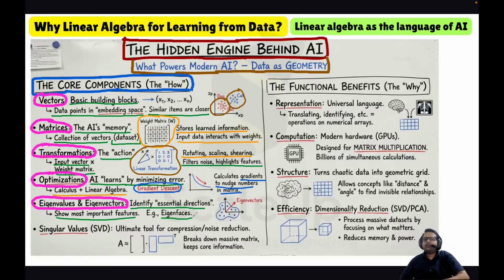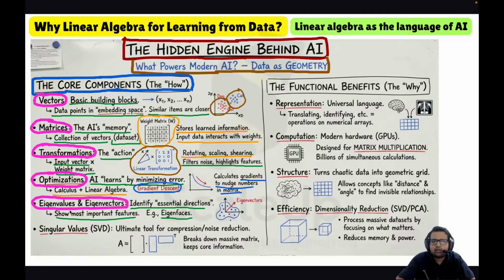So eigenvalues and eigenvectors are very powerful components of linear algebra. They identify essential directions and show the most important features to consider. In a face, we can have so many features, but if we make use of eigenvectors, then we will have eigenfaces. Eigenfaces contain only the most relevant features, eliminating all the noise and unnecessary features. And we can get eigenfaces using the eigenvectors.